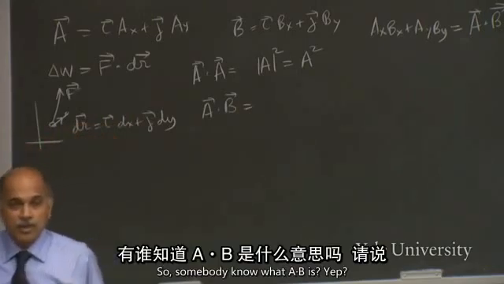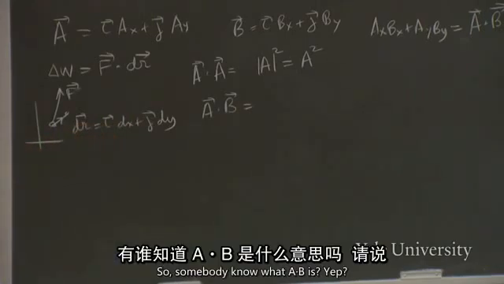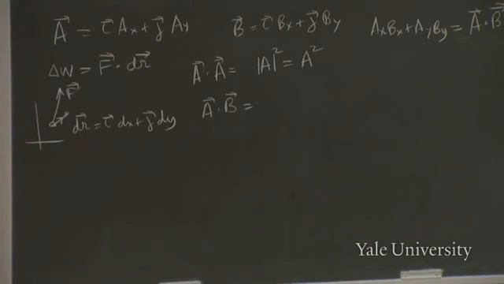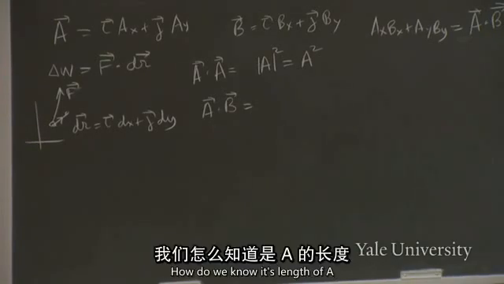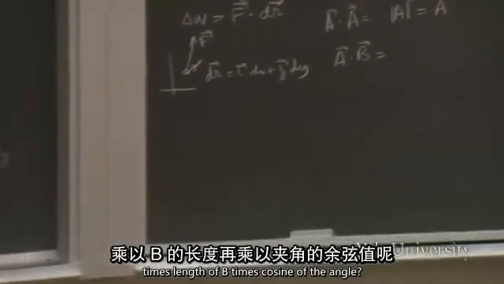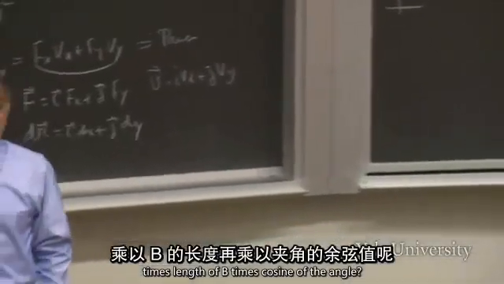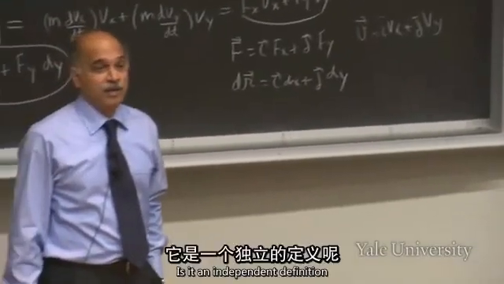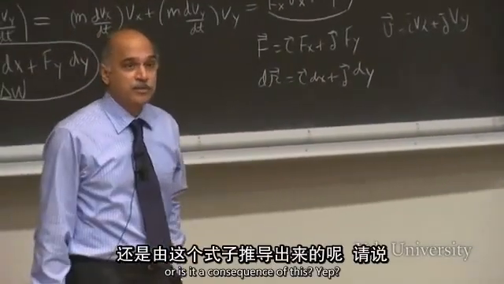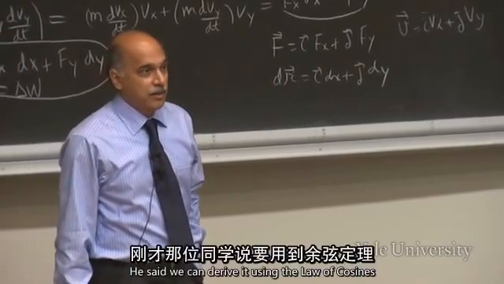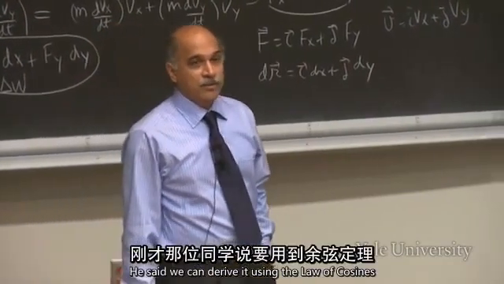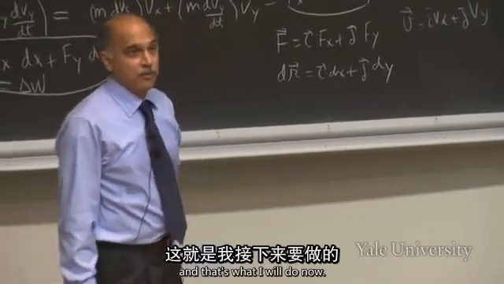So, does somebody know what a dot B is? Okay, so how do we know that? How do we know it's length of A times length of B times cosine of the angle? It should follow from, is it an independent definition or is it a consequence of this? Or you can derive it using the law of cosines. Yes. He said we can derive it using the law of cosines, and that's what I will do now.